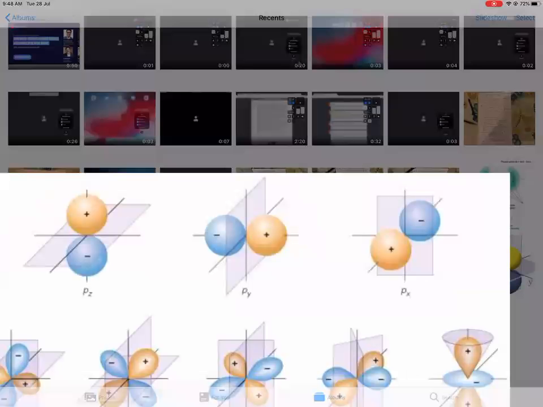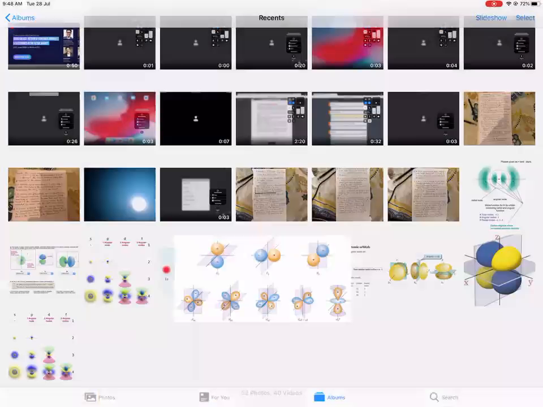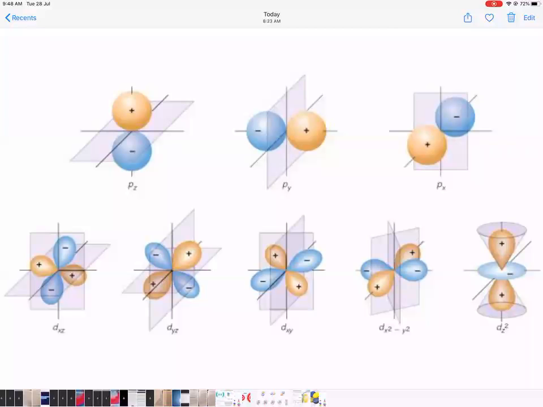Now in the d orbitals, there are 2 such nodal planes. Now understand the L value. What is the L value for p? L value for p is 1. So how many nodal planes does it have? 1 nodal plane. These are known as the angular nodal planes because it depends upon the angular quantum number or the azimuthal quantum number. What is the L value for d? 2. So it has 2 nodal planes. These are the angular nodal planes.